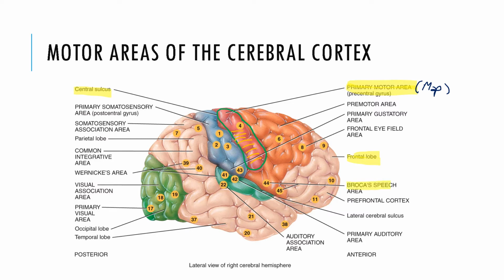Then we have the Broca's speech area. This is going to be labeled here 44 and 45. This is located in the frontal lobe close to the lateral cerebral sulcus. And Broca's area is part of the brain where speech is produced from. So this is where speech production occurs here. Broca's speech area is going to control muscles of the larynx and pharynx and mouth. And it also controls breathing muscles to regulate the proper flow of air past the vocal cords.